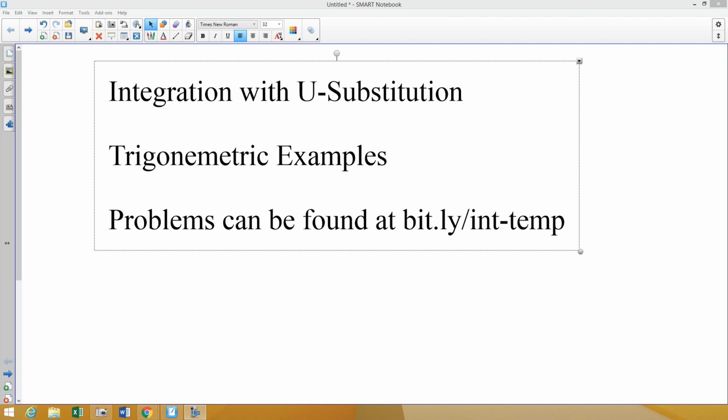All right, let's look at some U-substitution integration problems with trig functions. And these problems are from a sheet I handed my students.